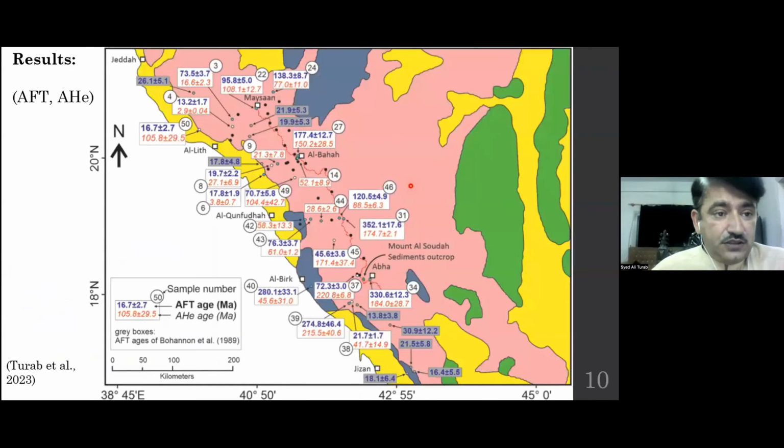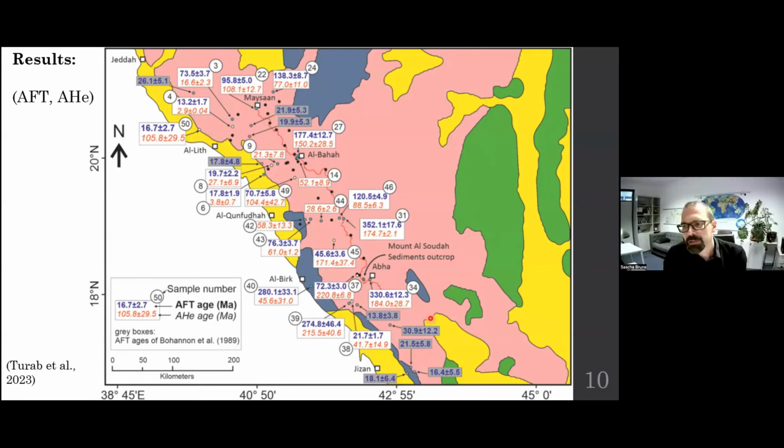Now we come to the thermochronologic data. This shows the distribution of the apatite fission track and apatite helium ages across the study area. Here on this map, I have also shown the apatite fission track ages of Bohannon et al. that are younger than 32 million years, which we use as the cutoff for the processes related to the Red Sea rifting. So these gray boxes are ages from Bohannon et al., and all the other ages are from this study.